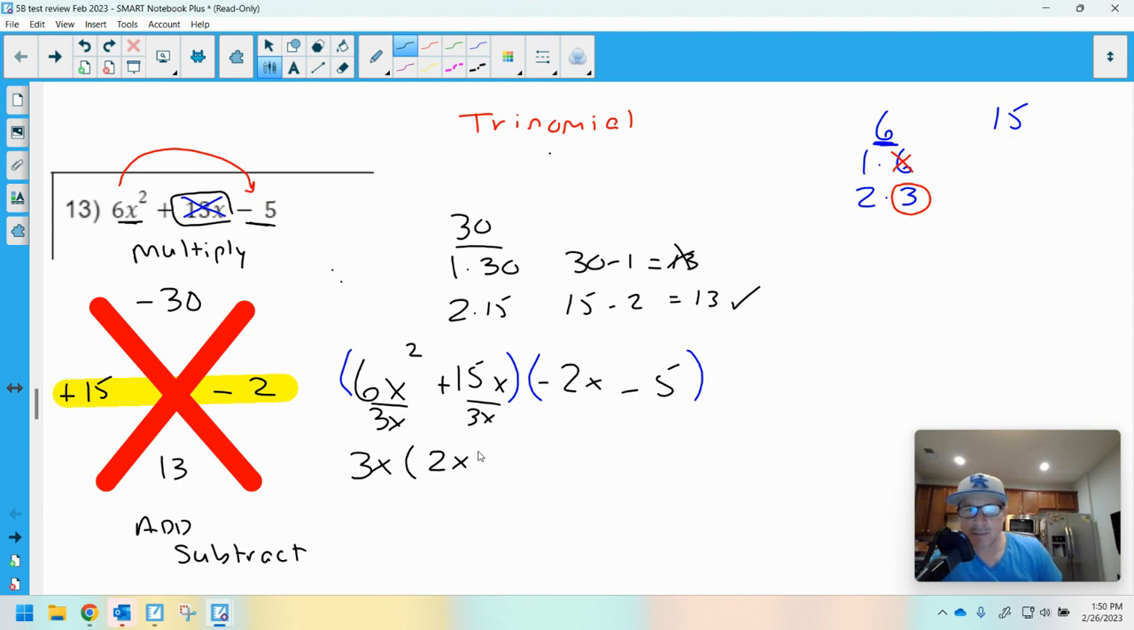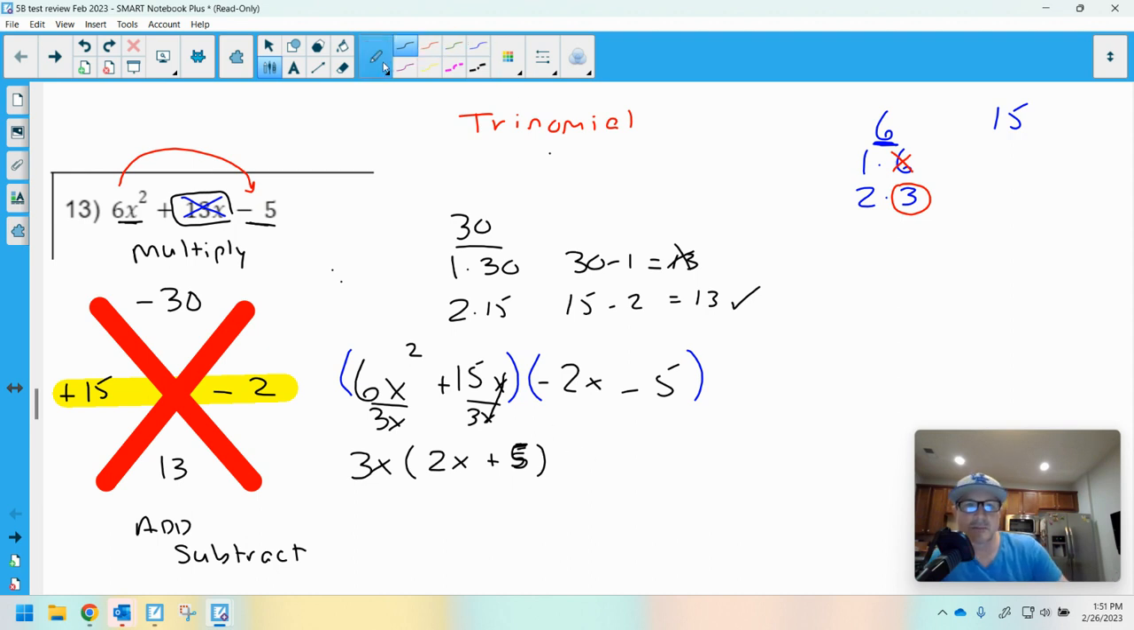If you like to think of the opposite, instead of thinking of dividing, you can think of multiplication. It's 3 times 2 gives you 6. X times x gives you x squared. Let's move on. 15 divided by 3 is a plus 5. X divided by x, they cancel out. And we have our first parentheses, 2x plus 5.